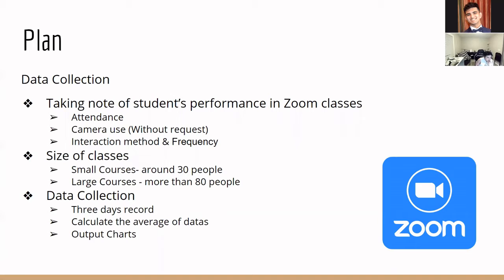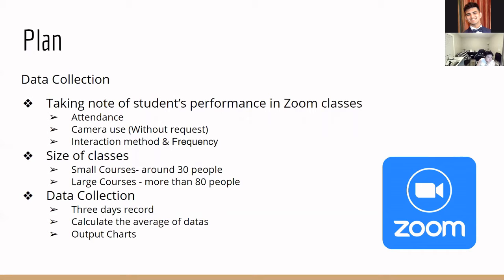Google Docs. So first, considering the accuracy of the data collection, we chose 2 small classes of about 30 people and 2 large classes with more than 80 people. Second, we joined a Zoom lecture on time and took note of the amount of participants and how many of them joined. If any students' cameras were on, we took note of that as well.